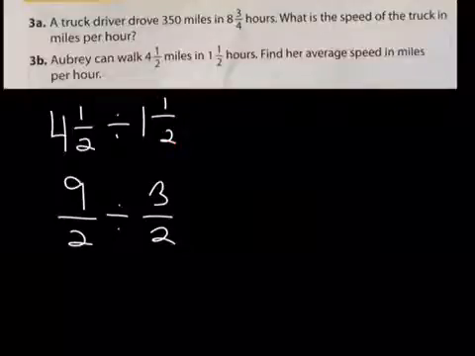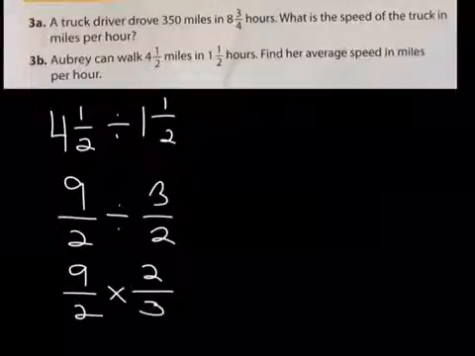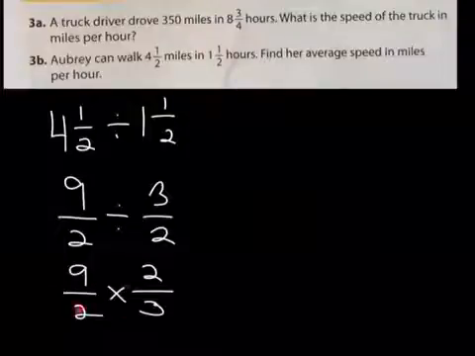Okay, now let's look for the reciprocal. So the reciprocal, 9 over 2, would be times 2 over 3. Just flip the second one, remember. Now we can cross-reference. And I see multiples of 2s and multiples of 3.